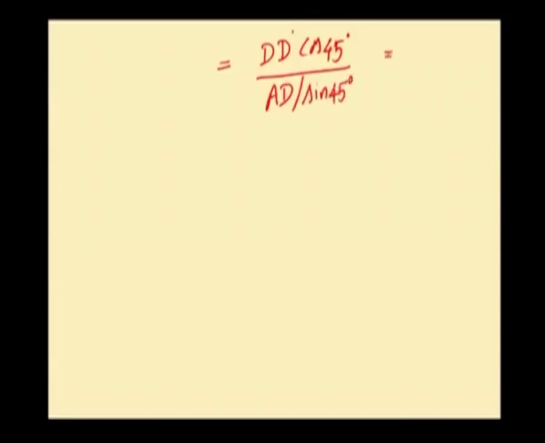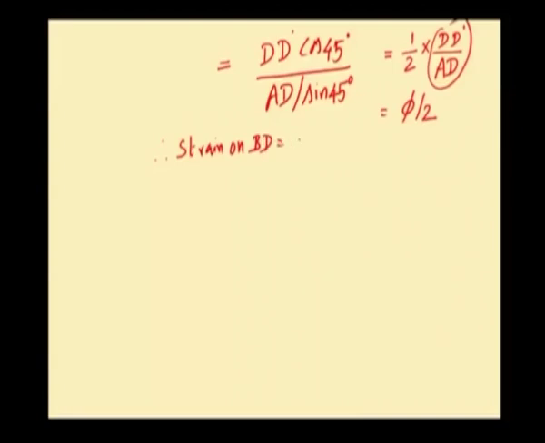So, if we bring the sin 45 in the denominator to the numerator, we will have cos 45 degree into sin 45 degree, which will be 1 by 2. So, 1 by 2 into D D dash divided by AD, but we know that D D dash by AD is shear strain, phi. So, this will be equal to phi by 2. Therefore, strain on the diagonal BD comes as phi by 2, shear strain by 2.